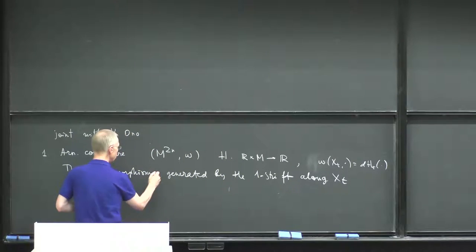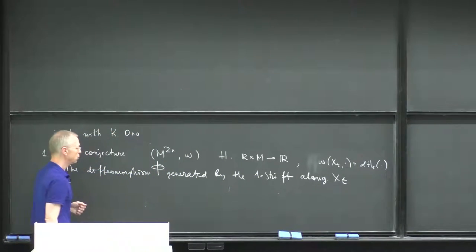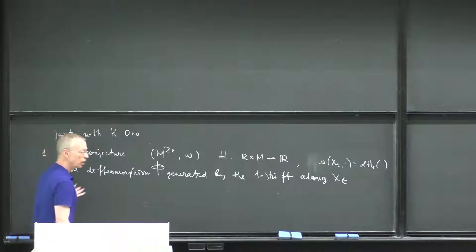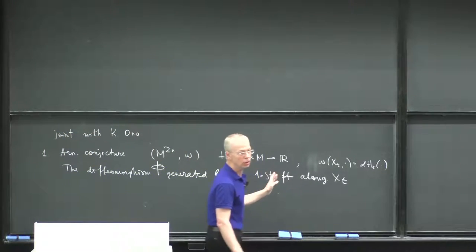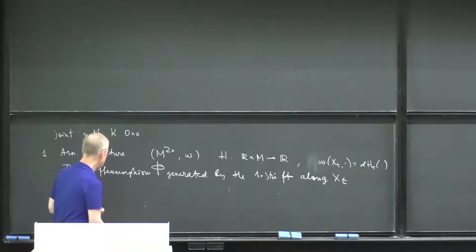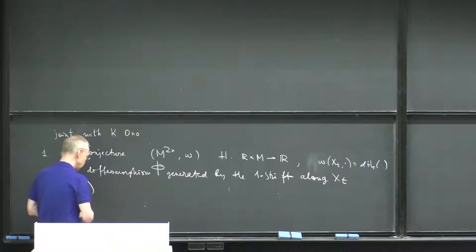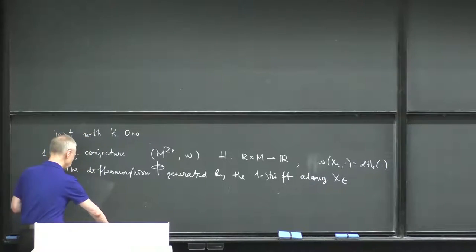So the diffeomorphism phi generated by the one shift is the subject of the Arnold conjecture. It's called Hamiltonian isotopic to identity, or just Hamiltonian diffeomorphism, if you like. And so the conjecture says, one more definition before I state the conjecture.